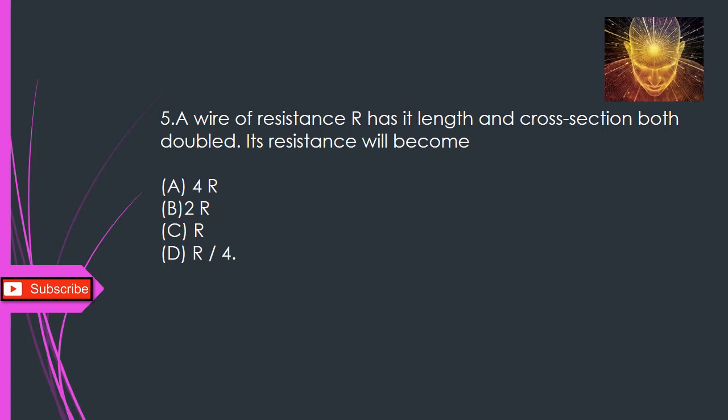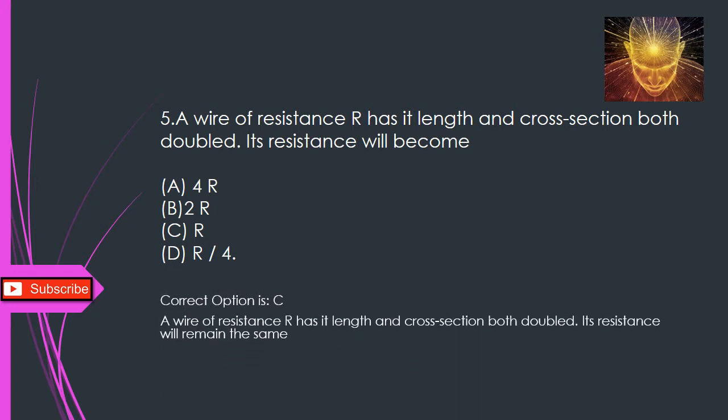A wire of resistance R has its length and cross-section both doubled. Its resistance will become: A. 4R. B. 2R. C. R. D. R/4. Correct option is C. A wire of resistance R has its length and cross-section both doubled. Its resistance will remain the same.